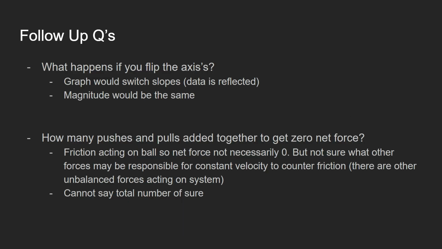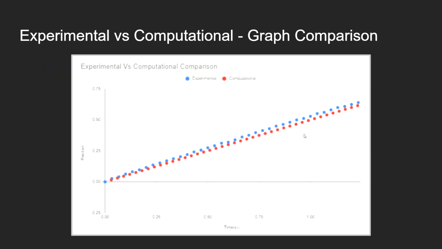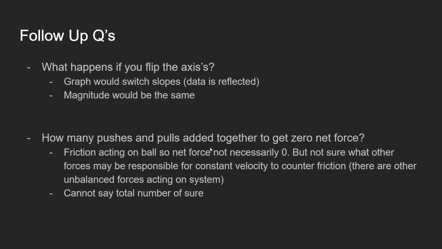So here are some follow-up questions. One of the questions that is asked is, what happens if you flip the axes? Well, looking back, if you were to flip this axis, all that would change is that the graph would switch slopes. So the data would be reflected across the x-axis and have a negative slope instead of a positive slope. This would result in the same magnitude and other features, but you would just have a different slope. You would still be able to come to the same conclusion as well about there being effects with friction.